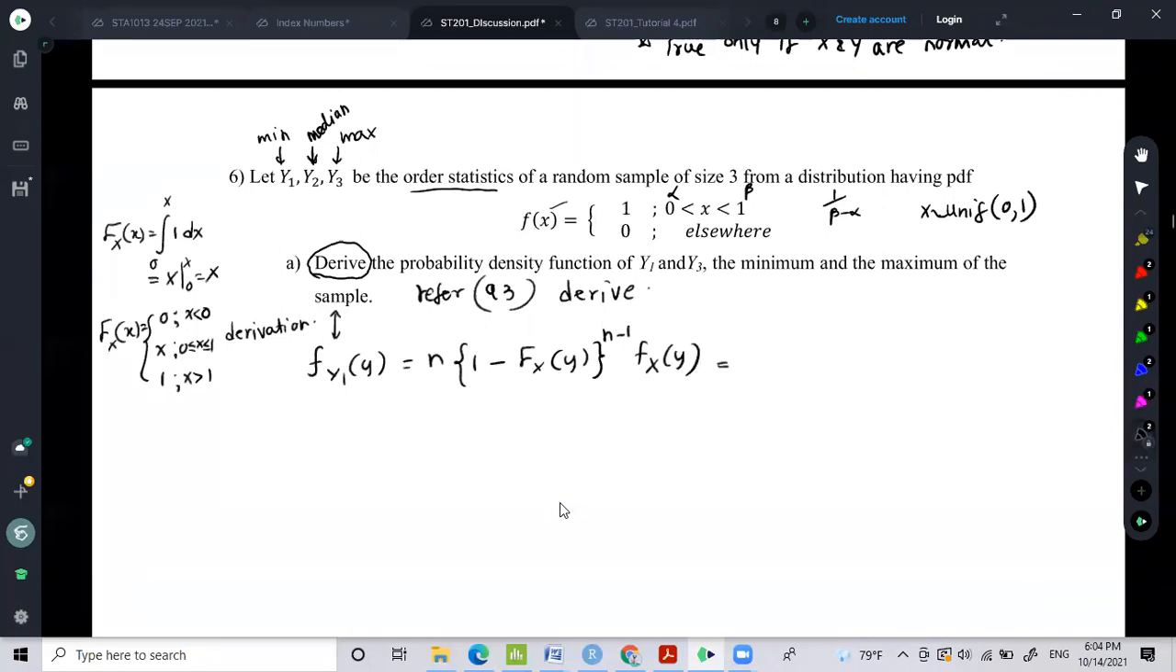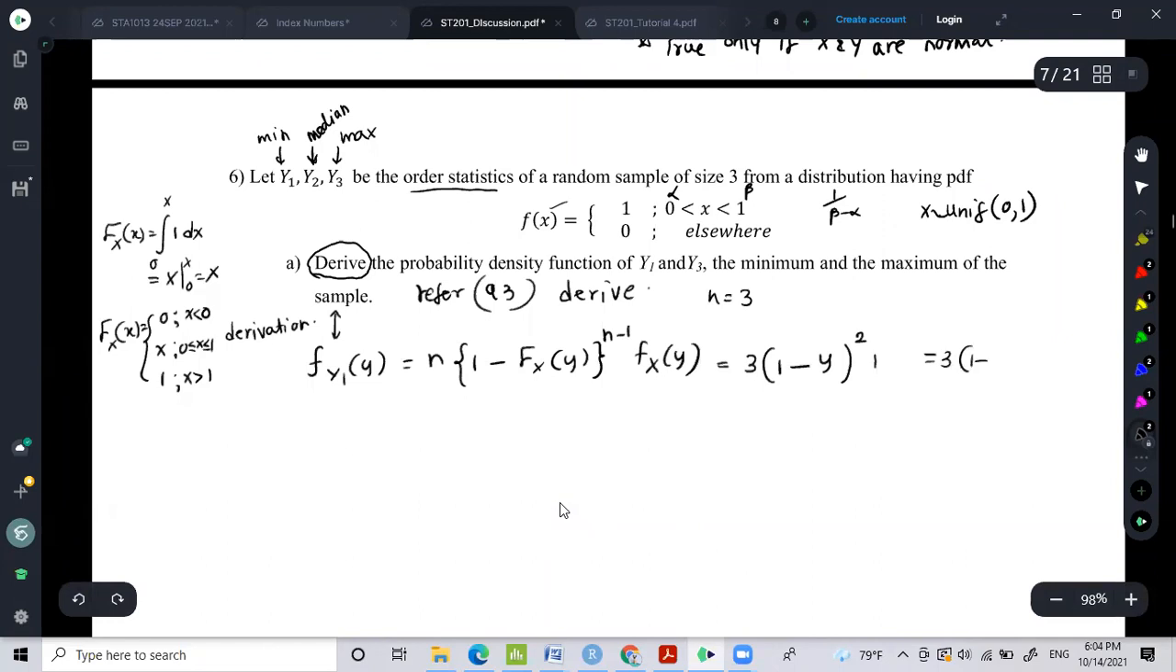And what is n? n is 3, sample of size 3. So let's substitute these numbers. You will get n is 3, times 1 minus F(y). What is F(y)? F(x) is x, so F(y) will be just y, to the power n minus 1. 3 minus 1 is 2, and what is f(y)? 1. So this will be 3 times (1 minus y) to the power 2. So this is our minimum, and it is better to write it like this. Again, the minimum will be in between 0 and 1. So here's the PDF of the minimum.